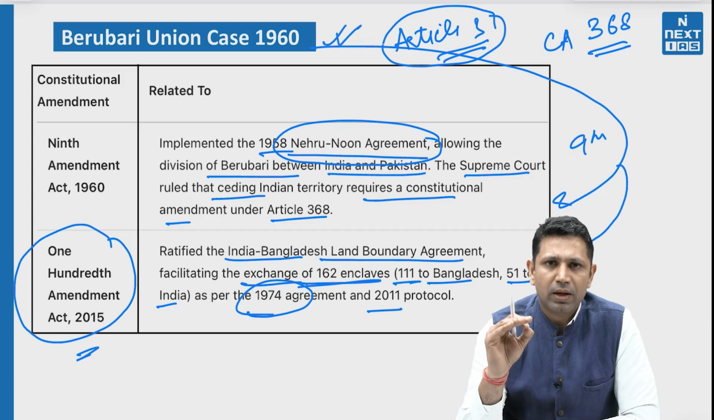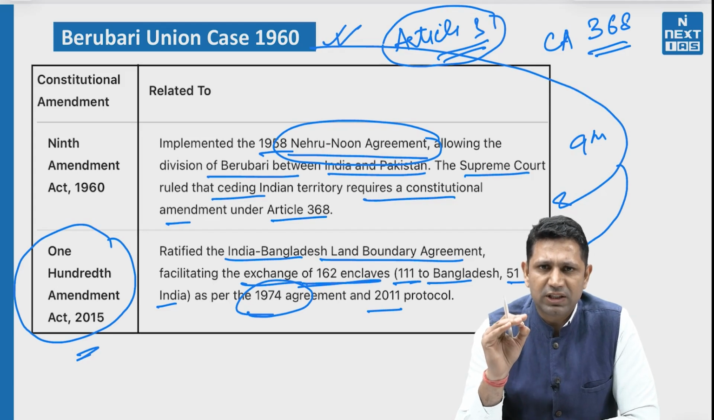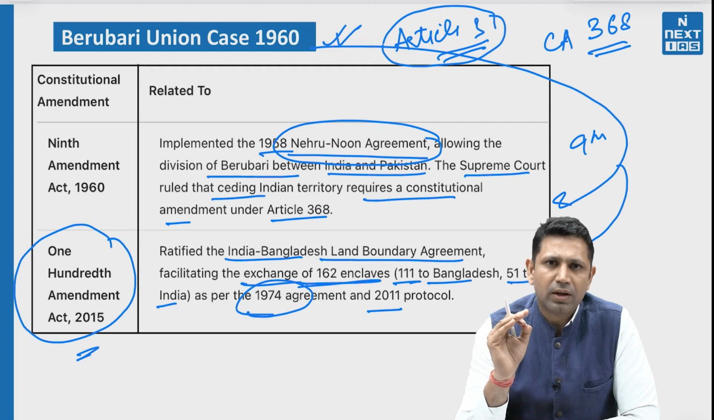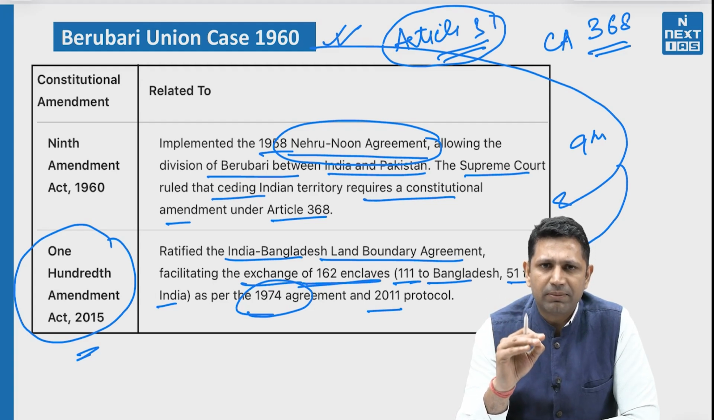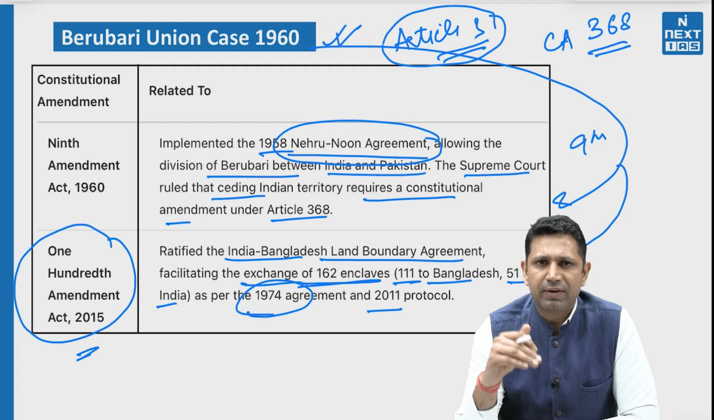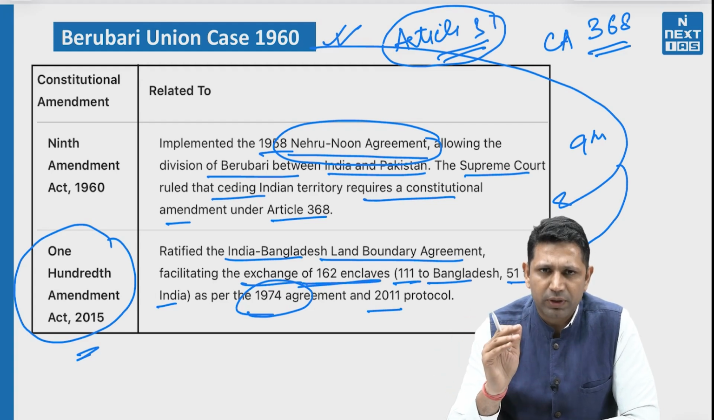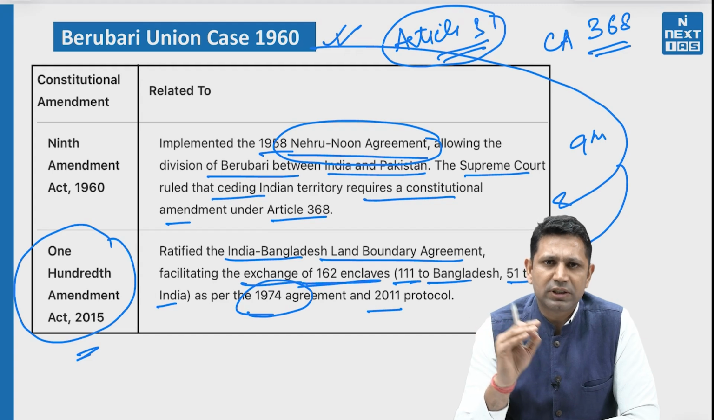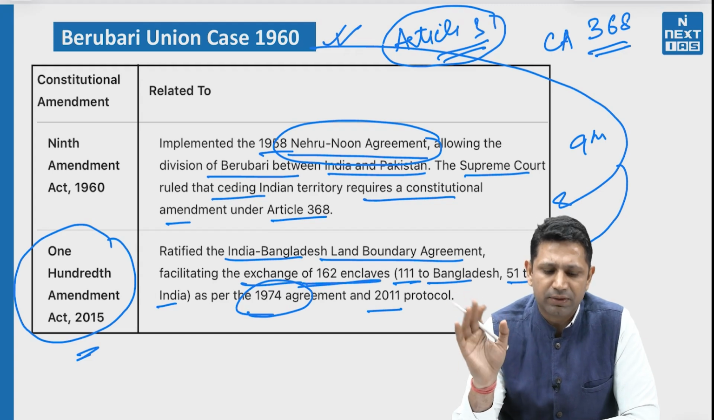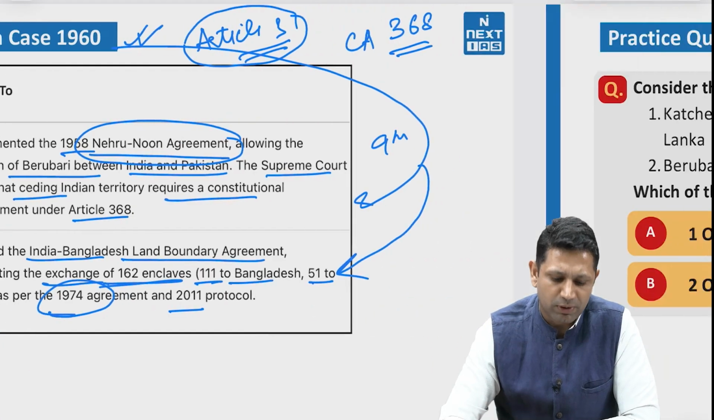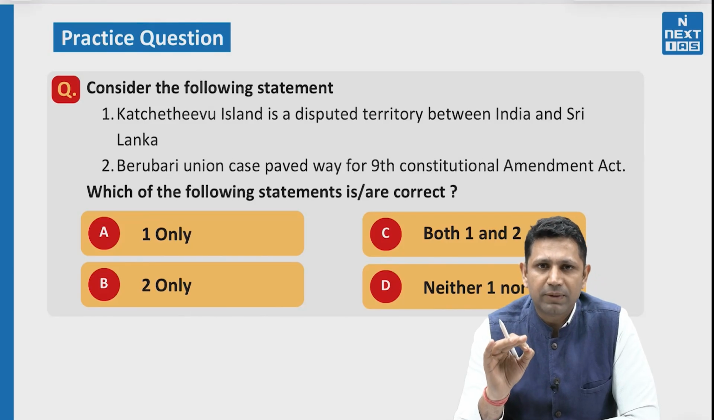So the problem here with the Katchatheevu Island is that it has been given to Sri Lanka and some are saying that it amounts to secession, that we are giving away our part. Whereas the government says it was a settlement of the international boundary, so nothing was given because Katchatheevu was not a part of India itself. So this is the whole issue. Now you have to attempt this MCQ and post your answers in the comment box.